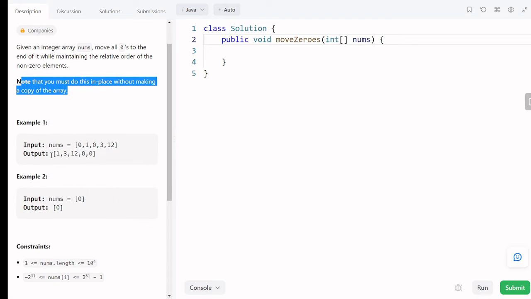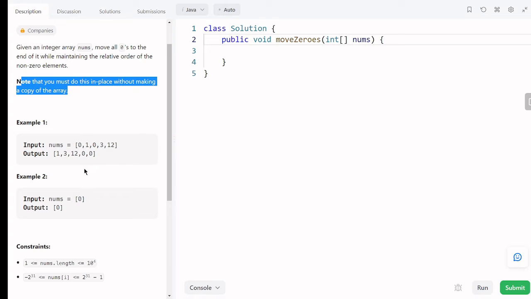You are given the input nums like 0 1 0 3 12, and the output is 1 3 12 0 0. So you understand the question. It says that the zeros, whether at the start or in the middle, must be moved to the end of the array. It's a pretty simple question.